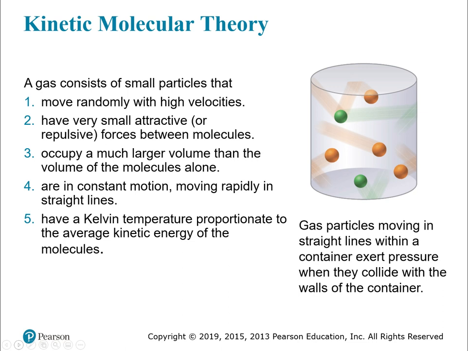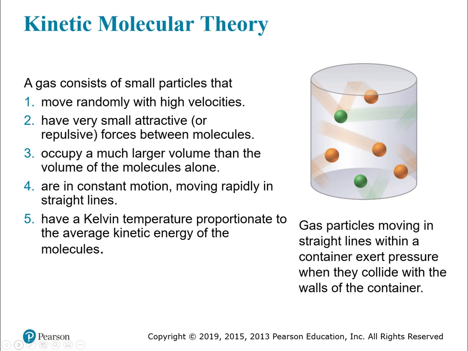A gas consists of small particles that occupy a much larger volume than the volume of the molecules alone. So if we were to take a volume of gas and get all of the space in between those molecules out, we'd smush it down to a really small volume. That's what that one means. So if you look at the container on the right-hand side, if we took these six particles, just the volume of those six particles, there's the two green ones and the four orange ones, that volume is pretty small in comparison to the entire container. That's what that third point means.